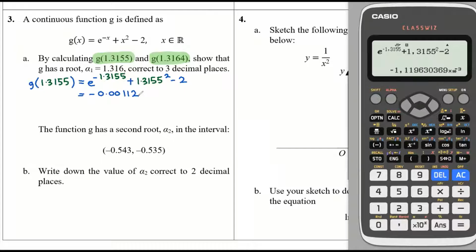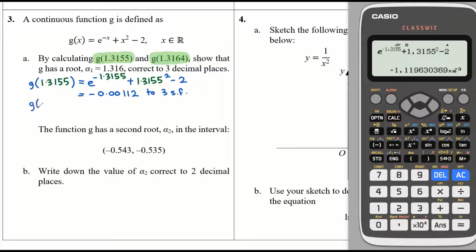Okay, so that's multiply that. So that's 1.11 times 10 to the minus 3. Okay, so that appears to be right. So that's to 3 significant figures. All right, so we have a very, very small negative number. Now, you may have anticipated what's going to happen next.